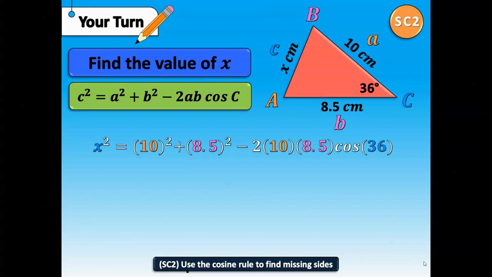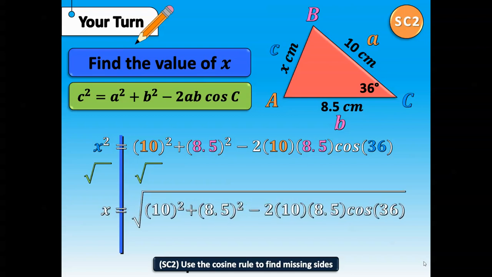We then substitute our values into the cosine rule and square root both sides. So this is what we need to type into the calculator. Remember, you need to times 2 times 10 times 8.5 times cos 36. If you type it into your calculator correctly, you should get x equals 5.89 centimeters to 2 decimal places.